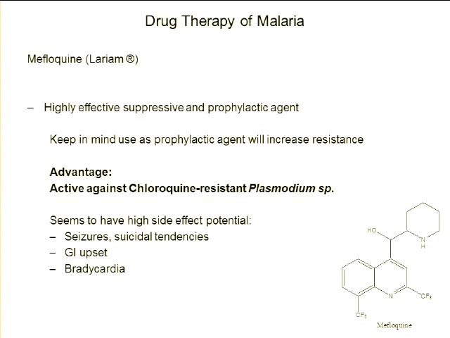Headache and GI disturbance versus seizures, suicidal tendencies, bradycardia. So this is not to say that every patient that takes it has these tendencies, but if it's noted to occur in more than 1% of patients in the trial, they have to put it on there. Okay?